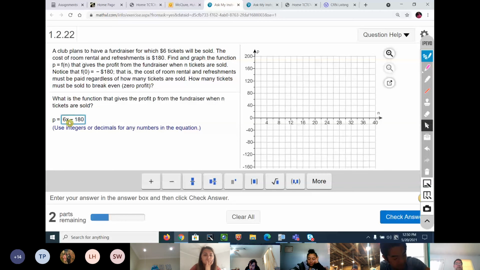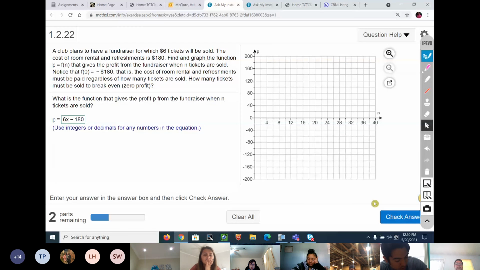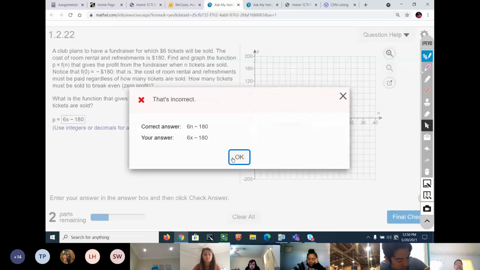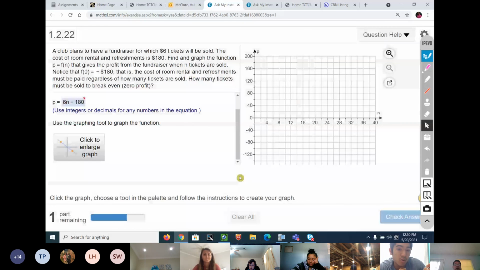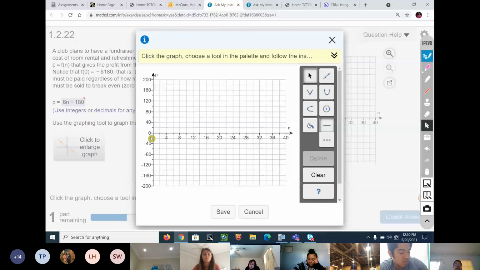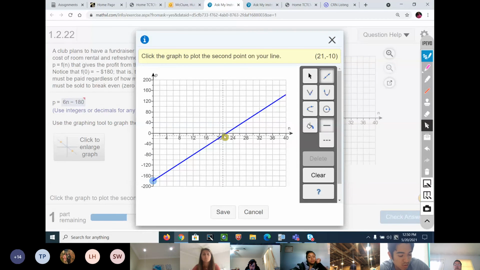Okay, so I don't know. Let's see what they want. I thought, oh, I put 6x. I'm sorry, 6n. And they want you to graph it. Well, we already graphed it. So let's graph it down here. 180, and 30. That should be your answer.